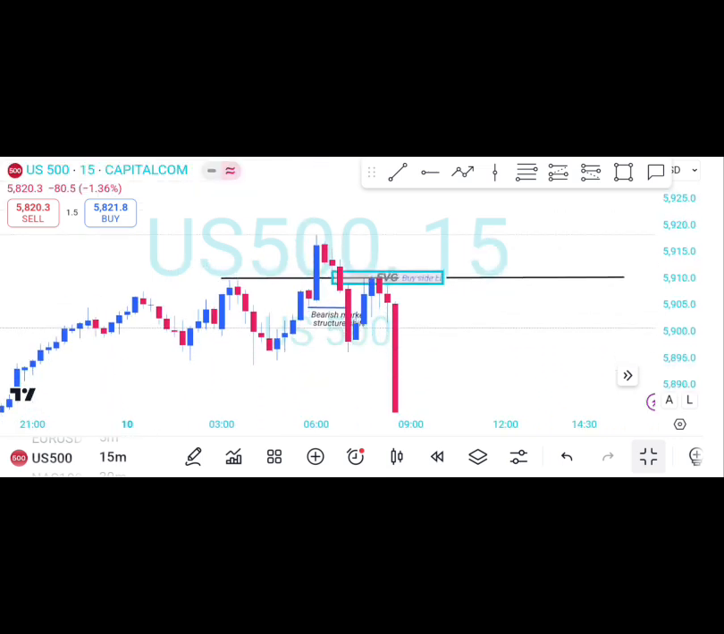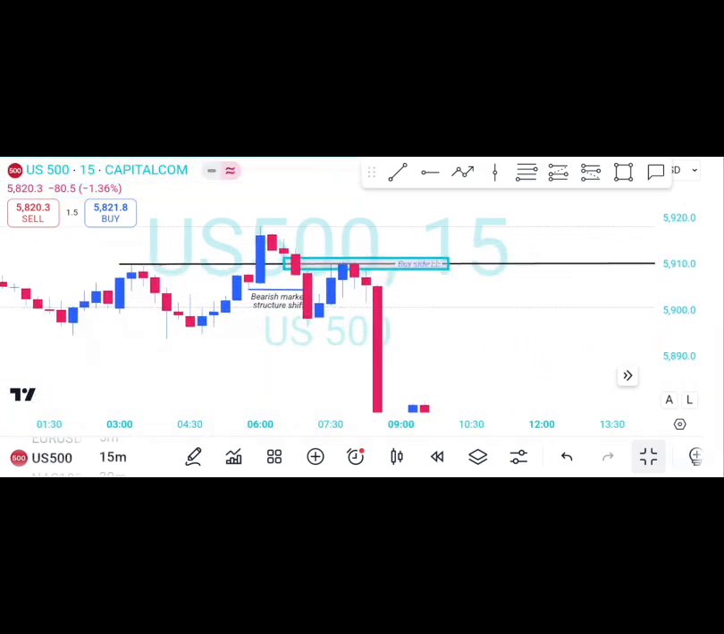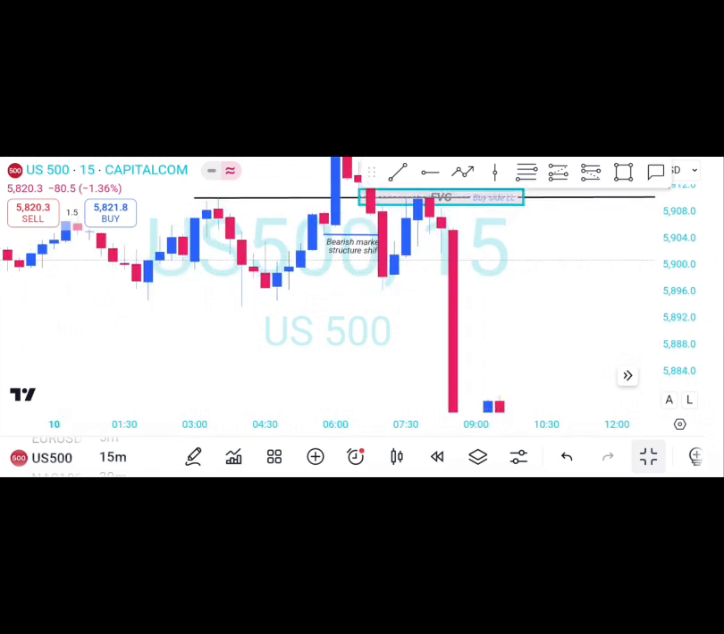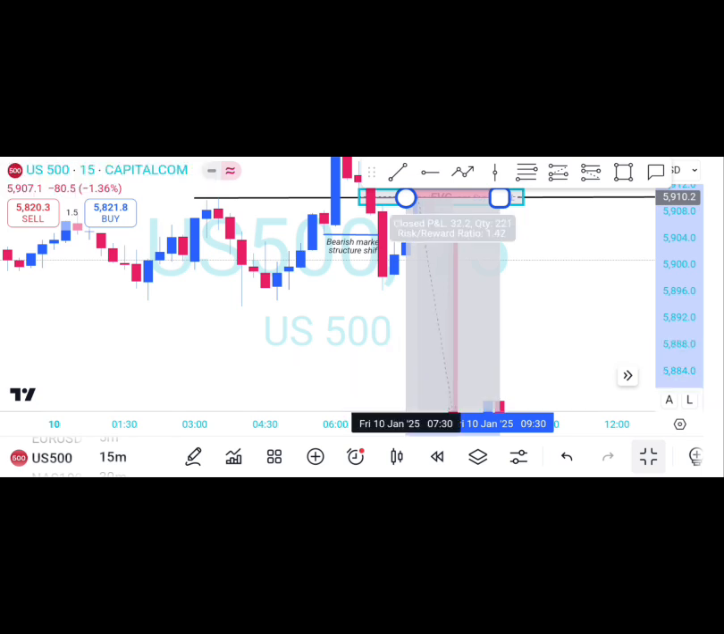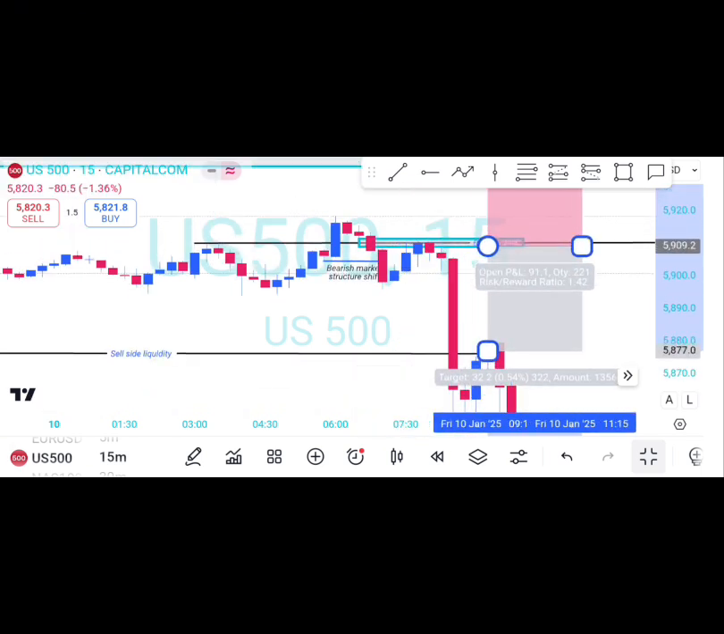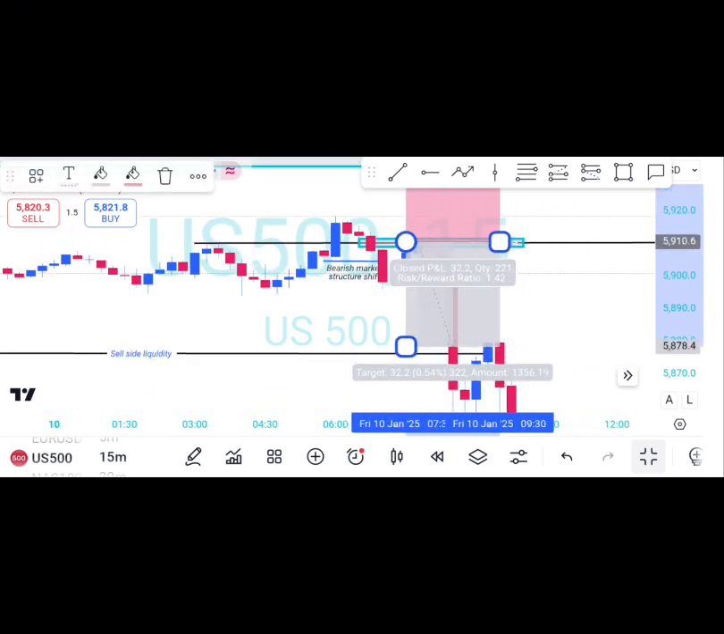You see what I'm doing? I'm looking at the 15 minute time frame. This is what I'm looking for next week. So obviously this is the previous setup. Always put your TP at the sell side liquidity.